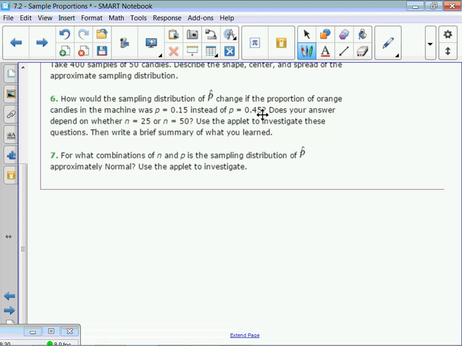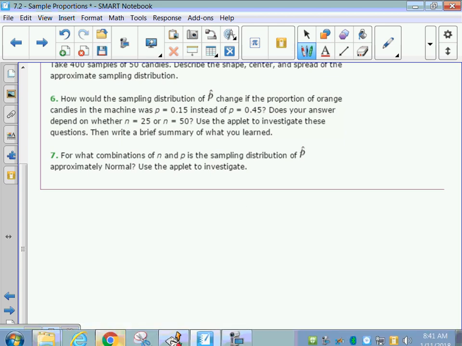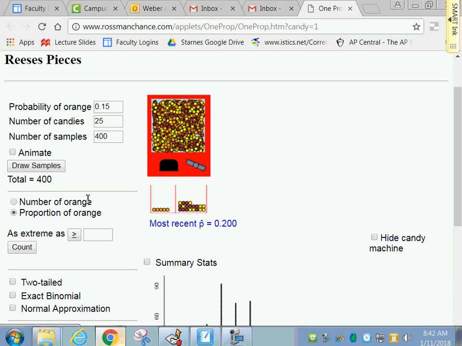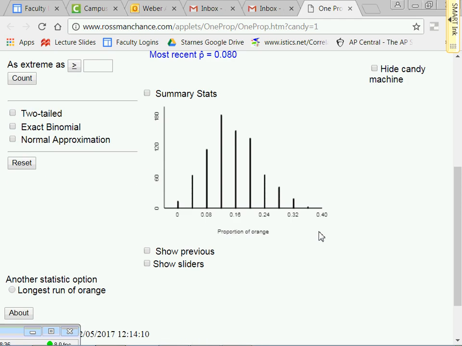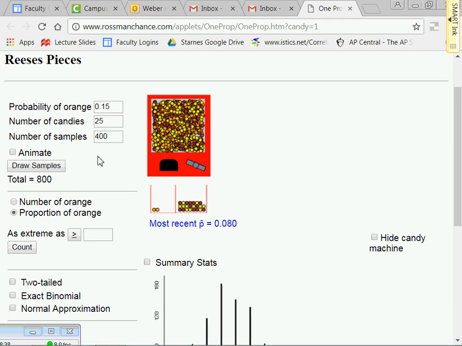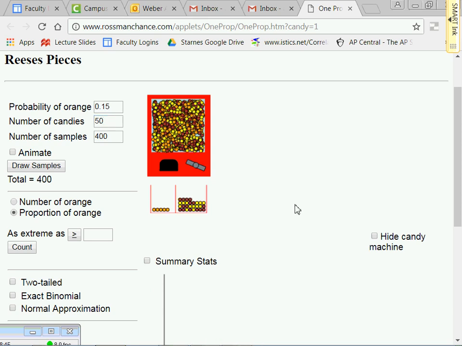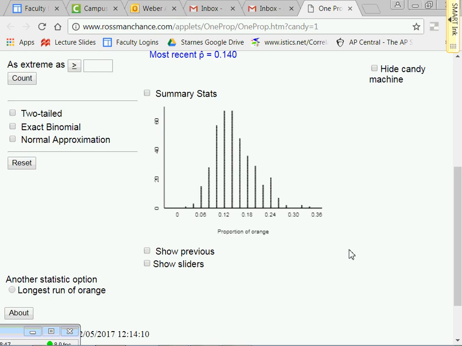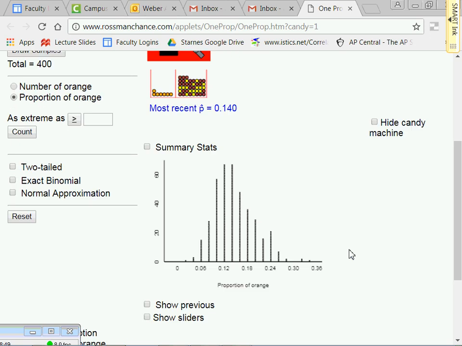Did it tell us to do 400? Yeah, I guess it didn't really tell us. I'm going to do it one more time. Okay, could be a little skewed. Not really sure. But, yeah. Now let's try 50. Still looks a little weird.